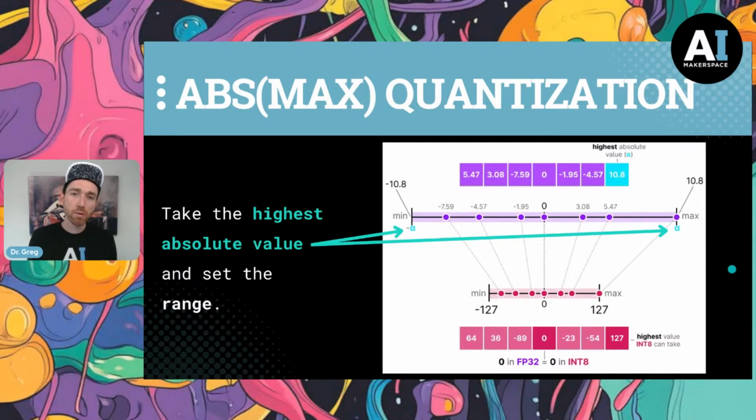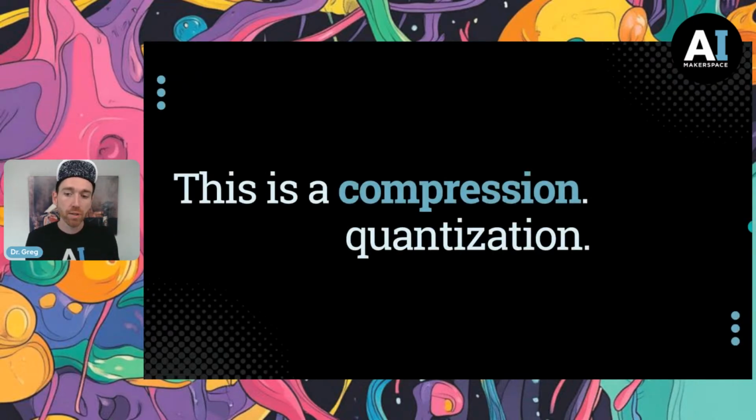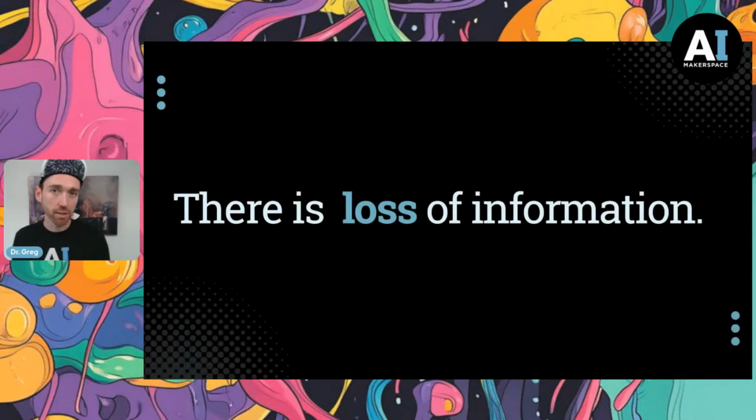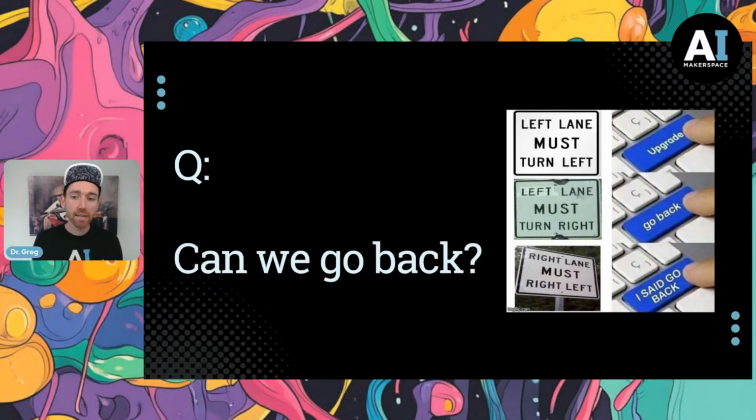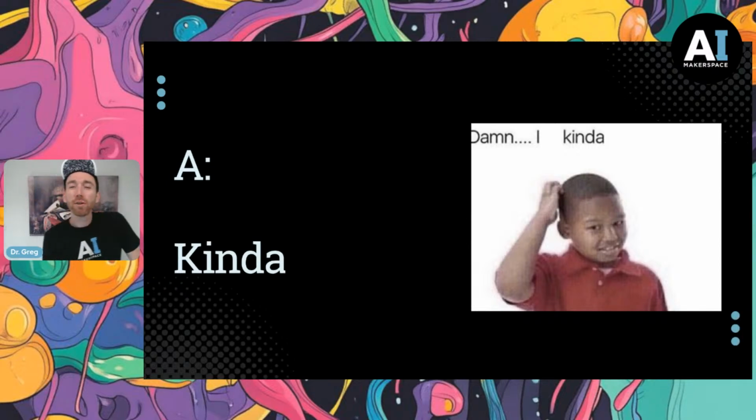Okay. Well, what are we doing here? We're just compressing information. This is a compression. This is a quantization. So there's a loss of information here when we decrease the precision, the bit precision of the way we represent those floating point numbers. So one question you might ask is, well, can we go back? And the answer is, well, kind of. We can never go all the way back because we just compressed it. But we can kind of go back.